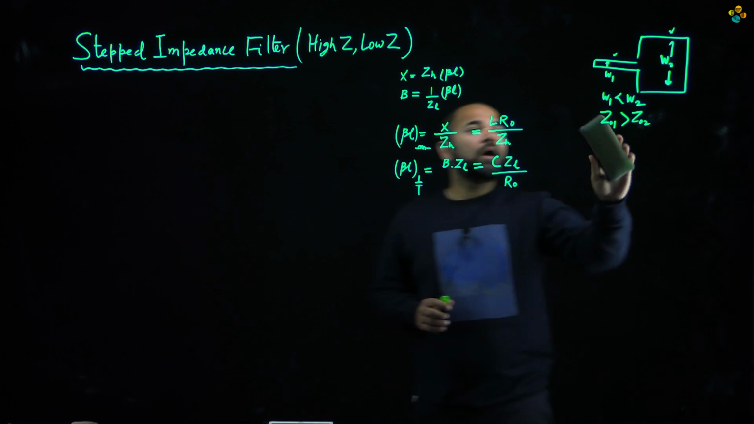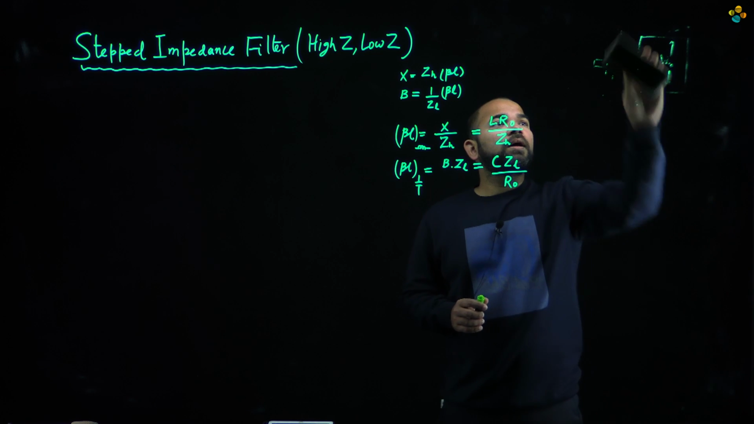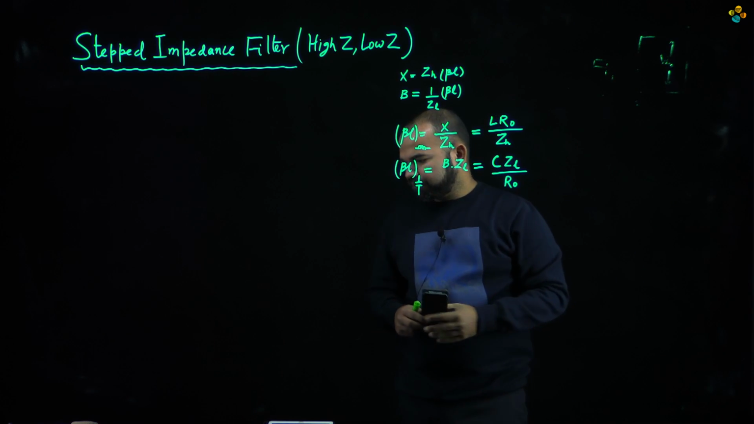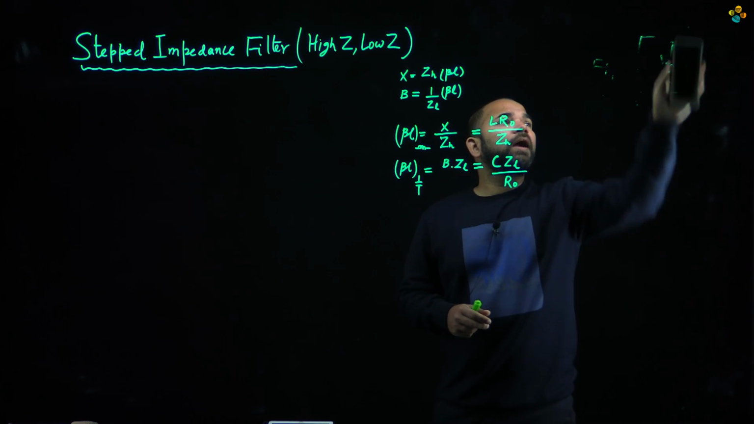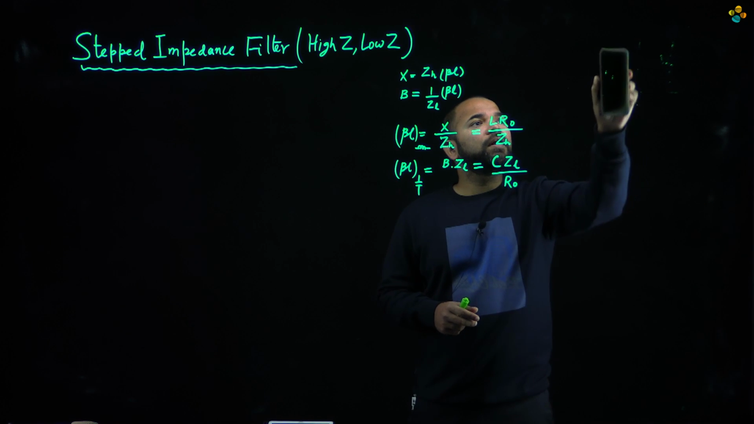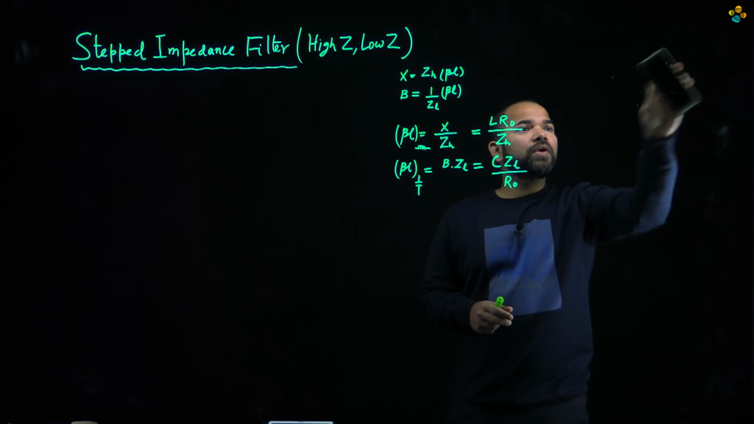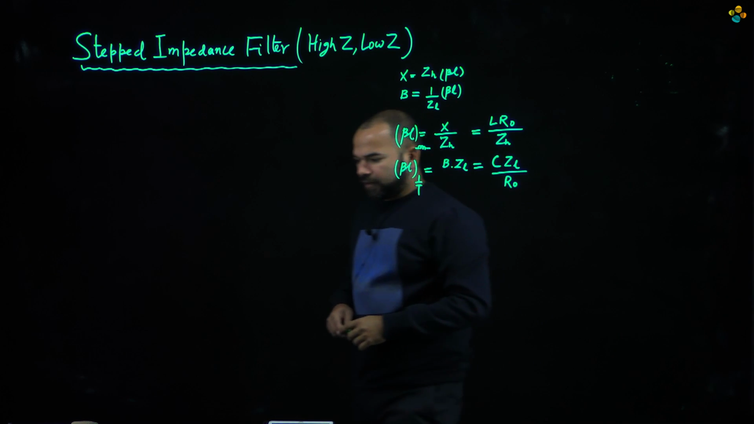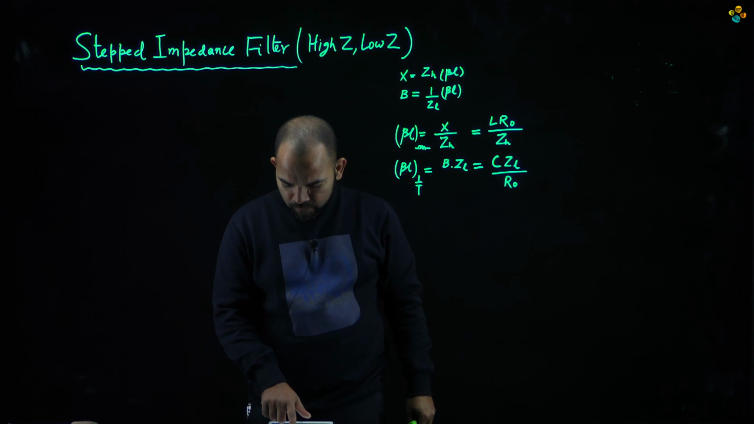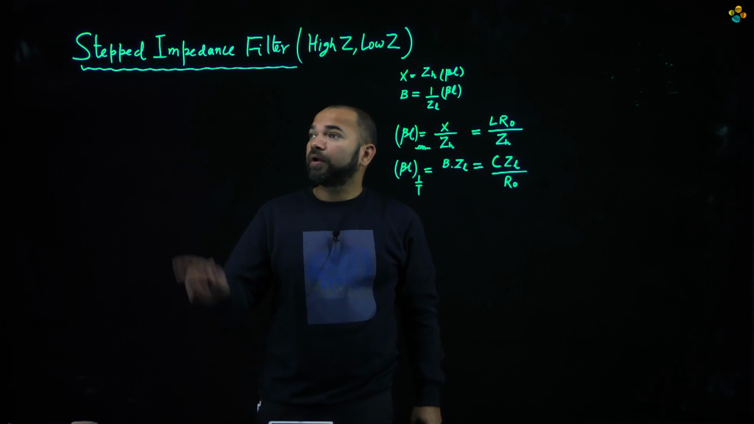So with this theoretical background of the step impedance line, we can replace the lumped inductor and lumped capacitor with a high impedance line and a low impedance line. Now we're going to do one example to understand the concept a little bit more. I'm reading the problem for you and we'll write the key parameters on the board.